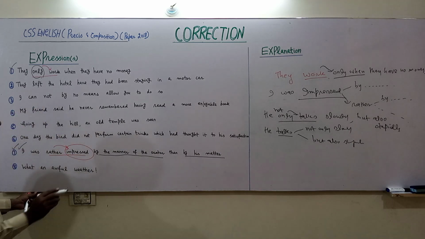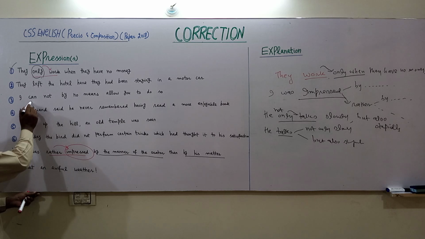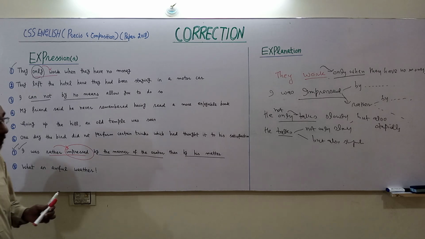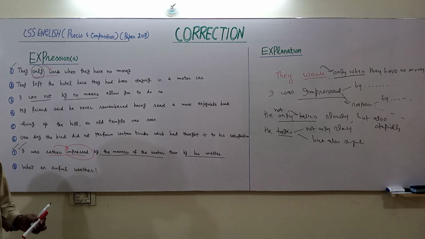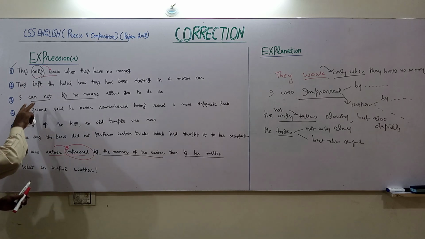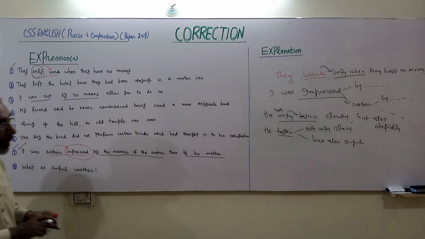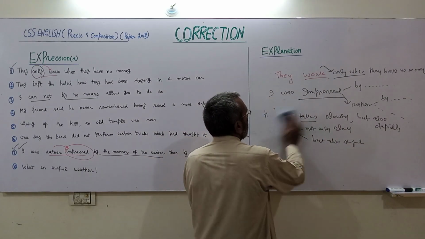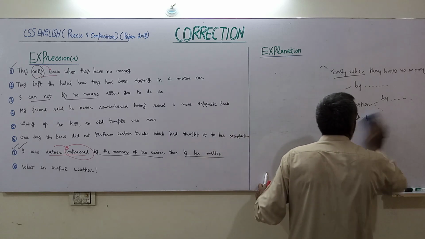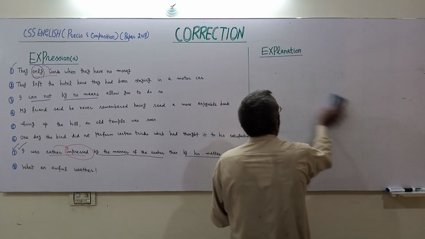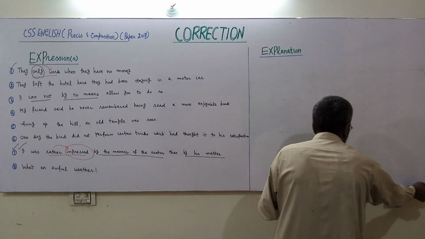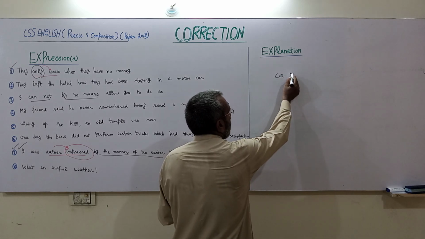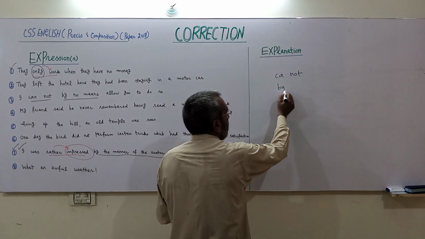I cannot by no means allow you to do so. Yes. So, we have discussed this mistake, right, in the previous video too. Can anyone guess, any of you? So, "I cannot" and "by no means". As I told you earlier too, we are not supposed to use double negative. What? Double negative. Yes, what's meant by double negative? Suppose these expressions, "I cannot" and "by no means".